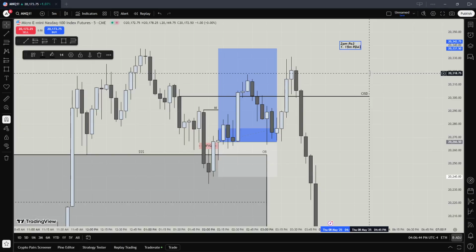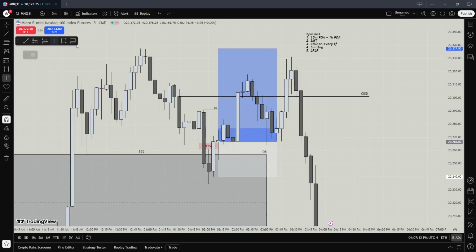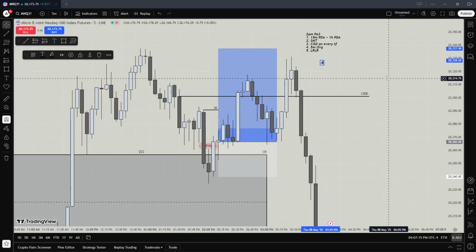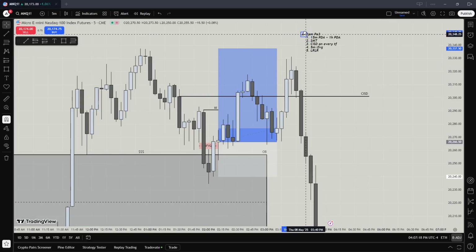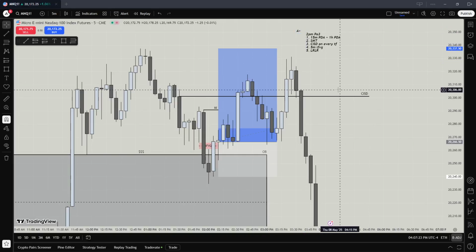15 min PDA plus 1 hour PDA, SMT, CISD on every time frame. We had a 5-minute IFVG, and we had perfect targets. We had a bunch of low resistance liquidity. This is literally the picture perfect A+ setup on an obvious bullish day. We were bull running all day, so there was no reason for me to want to short on top of everything else.